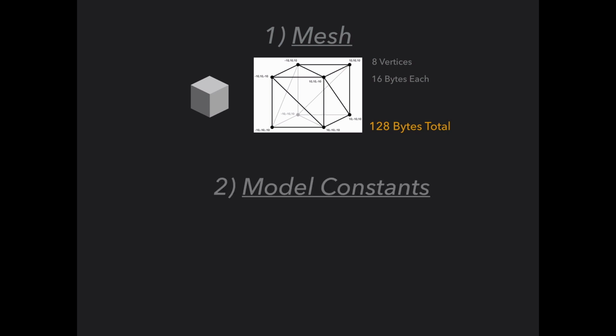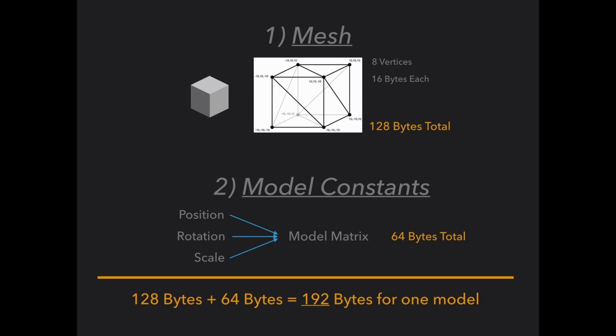The second thing we have is model constants. The model constants are the position, the rotation, and the scaling, as of right now, of our mesh. When we rotate, change the position, or scale it, that all goes into our model matrix. And our model matrix is 64 bytes in total. So for every single cube that we draw on the screen right now, it's about 128 plus 64, which is 192 bytes for one model.